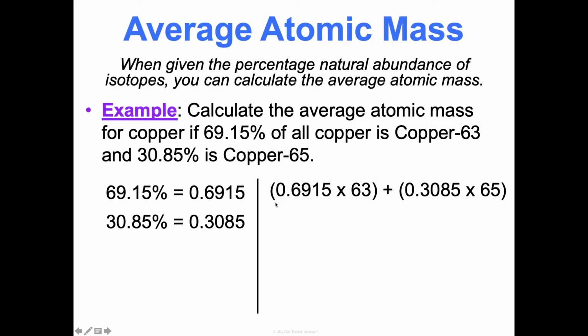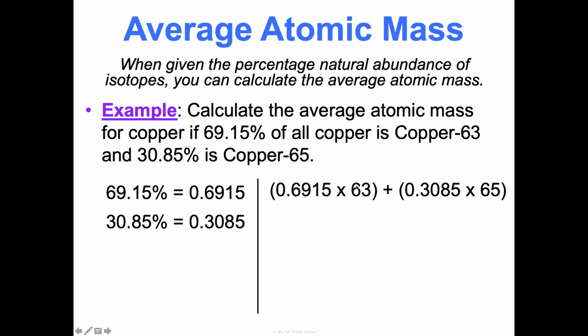We're going to take that percentage that's now a decimal of 0.6915 and multiply it by the mass number of 63, because that's going to show us how common this part is. And then we're going to add that to the other part of our average. Remember, an average is always a sum. So we're going to do 0.3085 times 65 to represent copper 65.